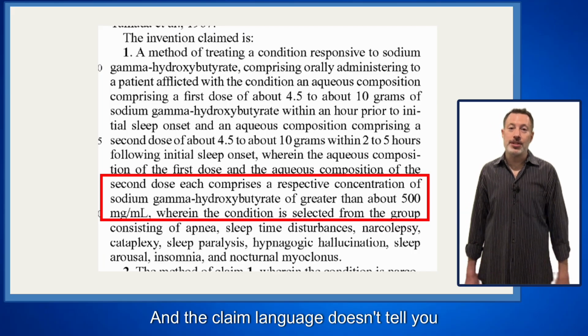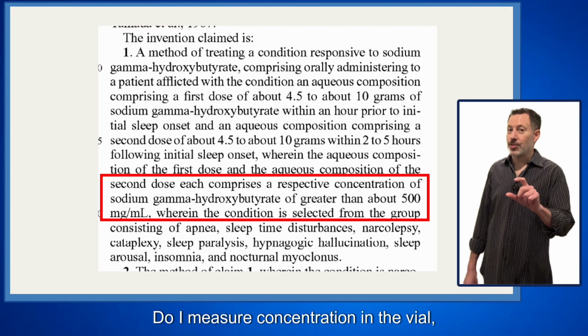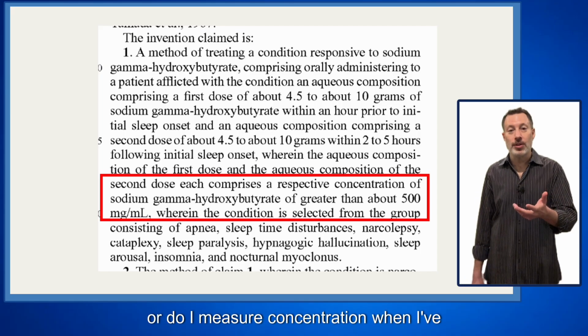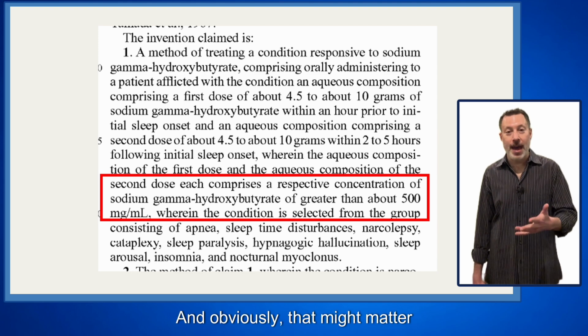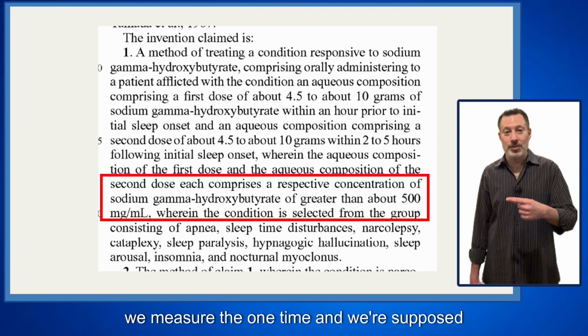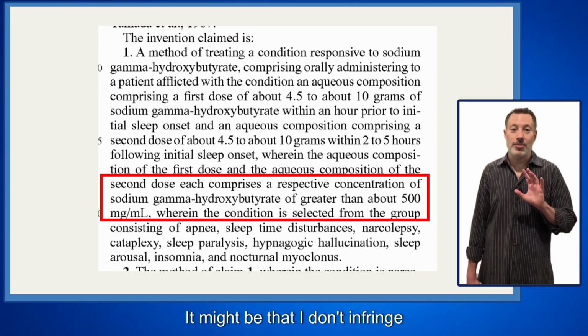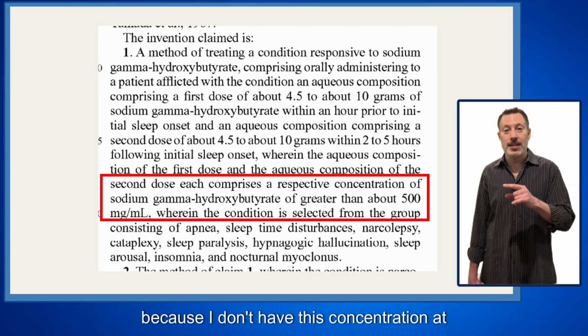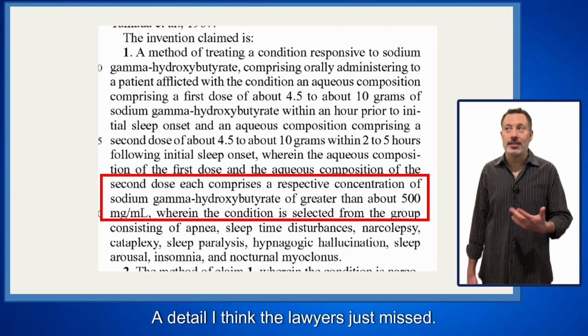And the claim language doesn't tell you which one is the measuring moment. Do I measure concentration in the vial, or do I measure concentration when I've taken it with a big glass of water? And obviously that might matter if we measure the one time and we're supposed to measure it the other time. It might be that I don't infringe because I don't have this concentration at that time. A detail I think the lawyers just missed.